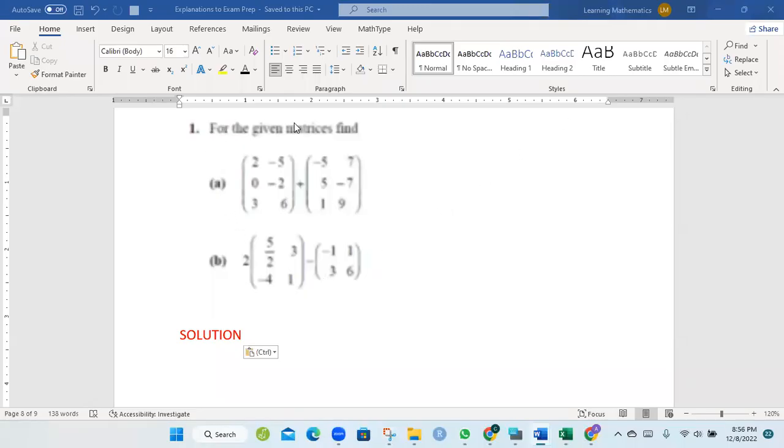This question says for the given matrices, find, for part A, we have to add these two matrices. And for part B, we have to multiply by 2, then subtract. So let's do part A. Let's add these two matrices.